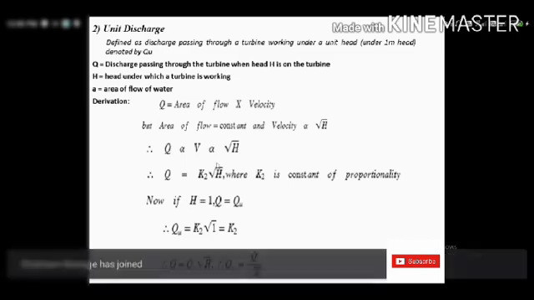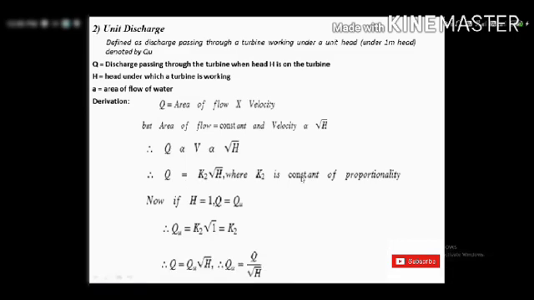So remove this proportionality sign by introducing the constant and put the value h equal to 1, then according to the definition Q is equal to Qu. So त्या equation मध्ये जर put केलं तर आपल्याला भेटेल Qu is equal to Q divided by square root of h. So हा पण फॉर्म्युला लिहून घ्या सगळ्यांनी. The unit speed Nu is equal to N divided by square root of h, and unit discharge Qu is equal to the discharge Q divided by square root of h. Now calculate the unit power formula.